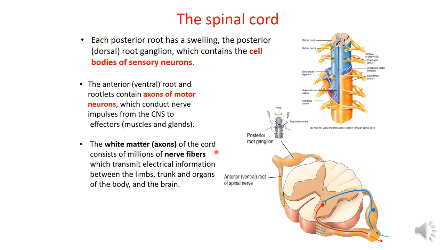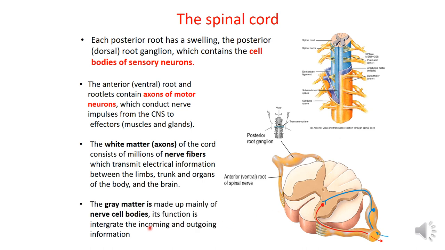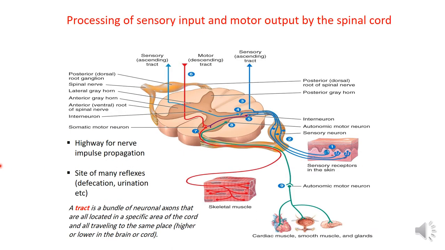The white matter, the axons of the cord, consists of millions of nerve fibers, which transmit electrical information between the limbs, trunk, organs of the body and the brain. Then there is the gray matter, which is formed of an H shape of two dorsal horns and two ventral horns. Surrounding it is white matter that contains the axons, and these axons may be an ascending tract or a descending tract. Ascending carries sensory information, descending carries motor information. The gray matter is made up mainly of nerve cell bodies. Its function is to integrate the incoming and outgoing information. This is the processing of sensory input and motor output of the spinal cord.